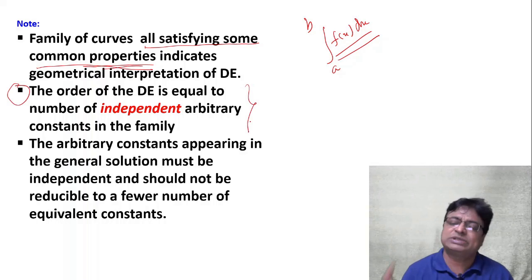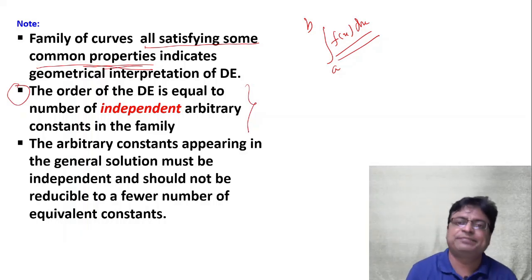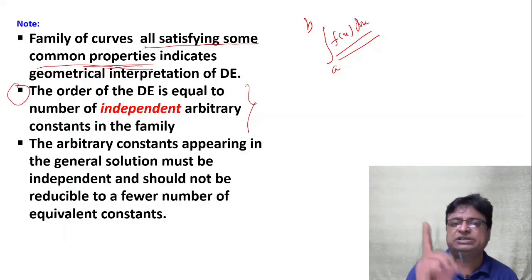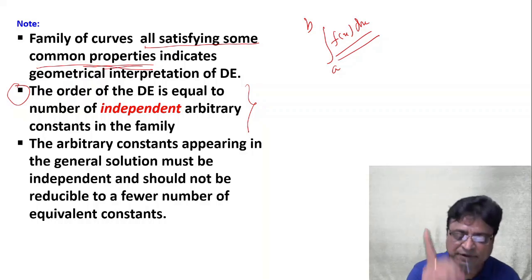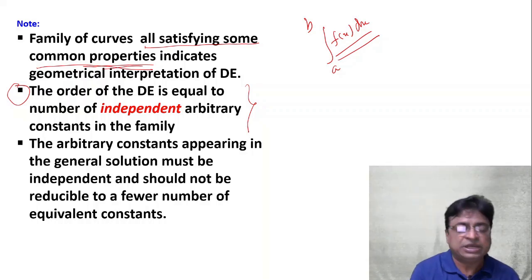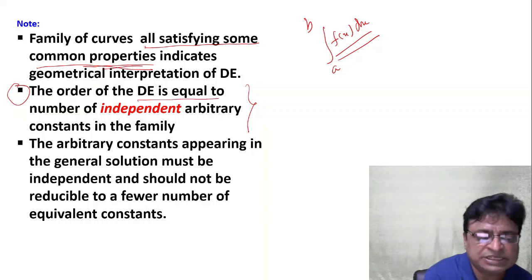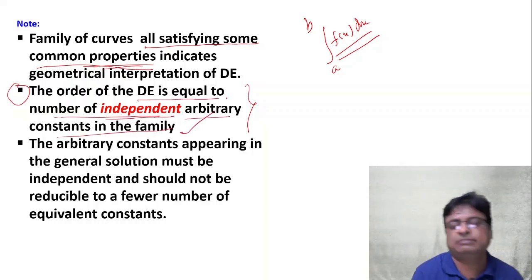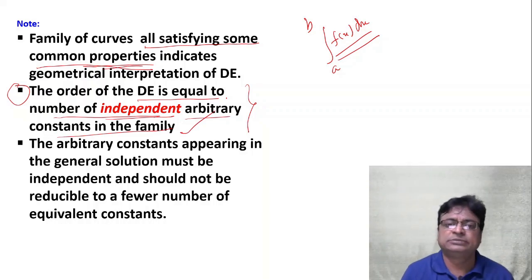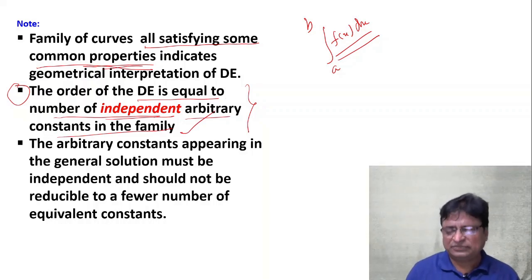Even for advanced examinations, once upon a time questions were asked. Even this concept is important for board examination and moreover, even for the MCET examination also. The order of the differential equation is equal to the number of independent arbitrary constants in the family. That is important. What do you mean by independent arbitrary constants?